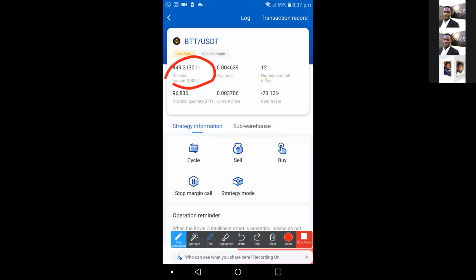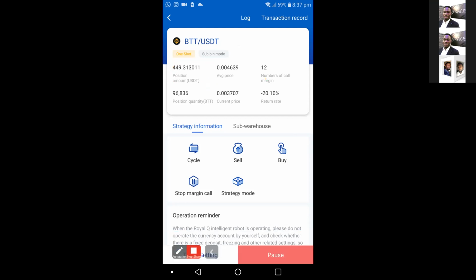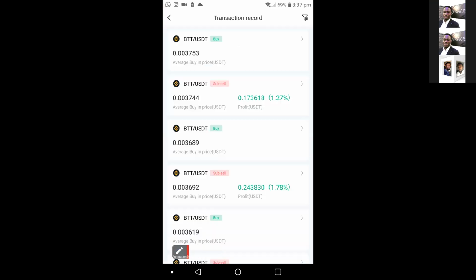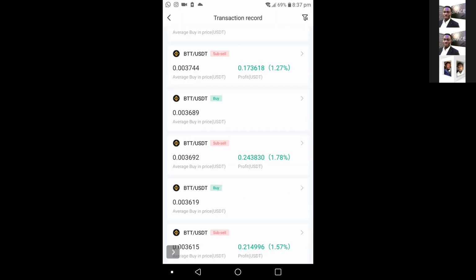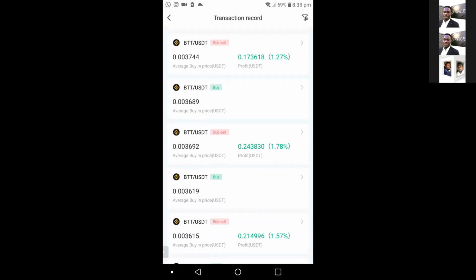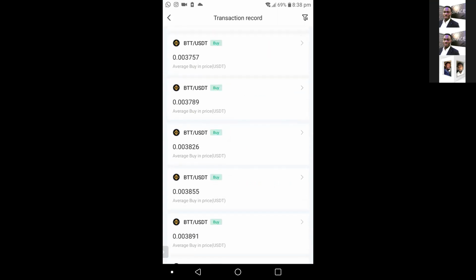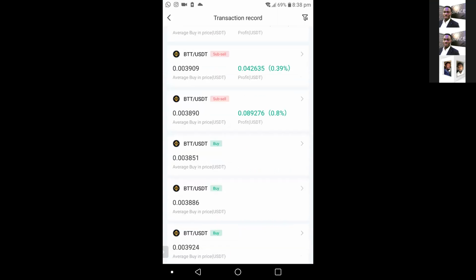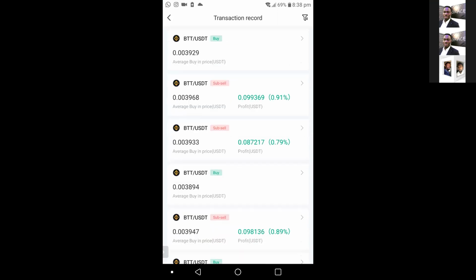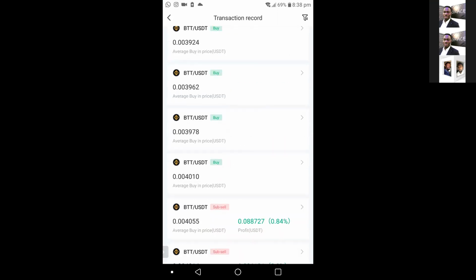I have $444 in this coin. Now, if you check transaction records, you're going to see the history of buy, sell, buy, sell, buy, sell, buy, sell, sell, sell, sell. You can see all these transactions are happening without me personally being involved, with the bot going to manually buy or manually sell anything.